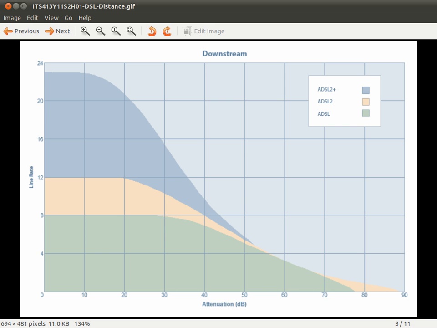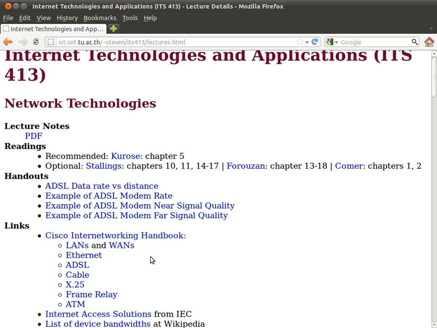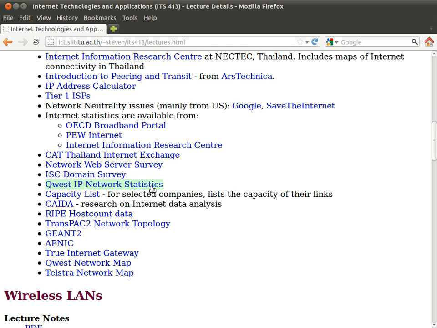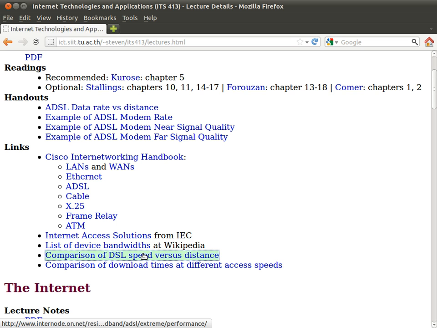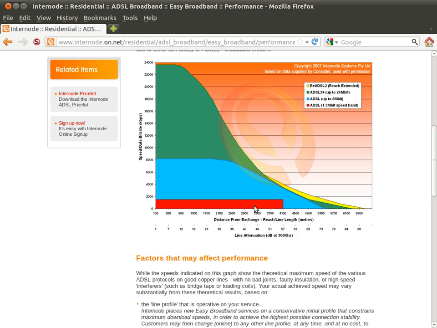So you could replace attenuation with distance from the exchange and you get a similar shape plot. I'll show you one more plot that illustrates that relative to distance. This website, I think, has a similar plot of DSL speed versus distance. Basically the same plot.